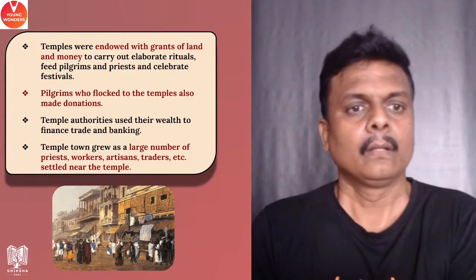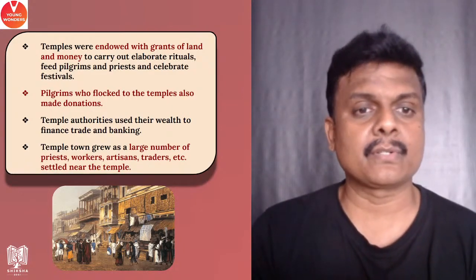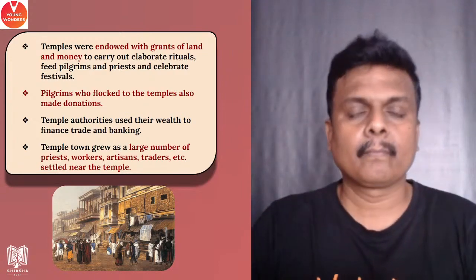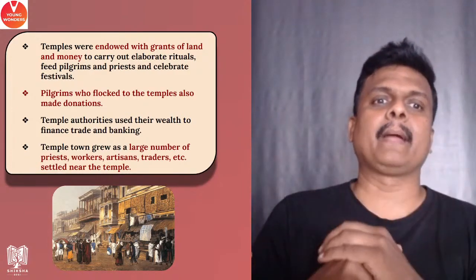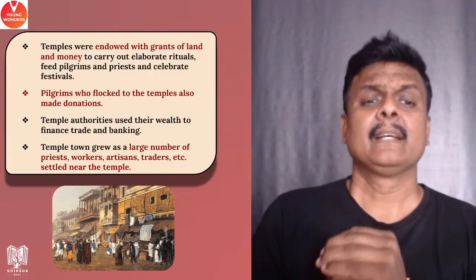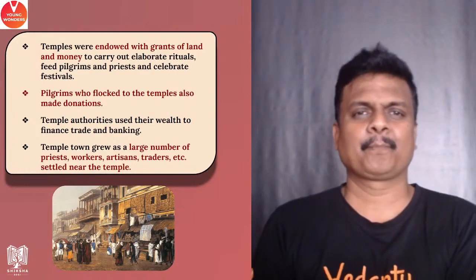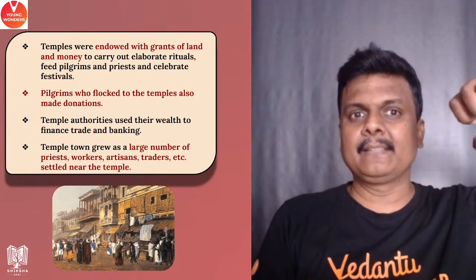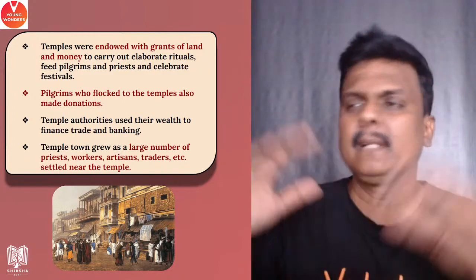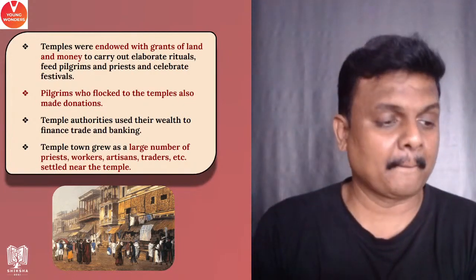Example, Tirumala. Pilgrims, whoever visited the temple to worship the god, also made a lot of donations. And temple authorities used this money to finance trade as well as banking. To that extent, they started getting money. It was so wealthy. So the temple town grew as a large number of priests and people dependent on the temple started settling around it. The town started developing. They started coming in, built houses near the temple and started living there.